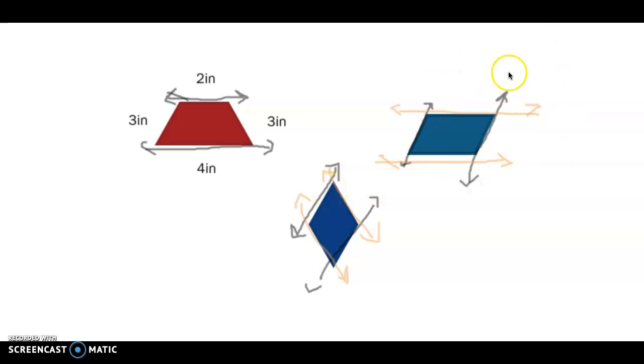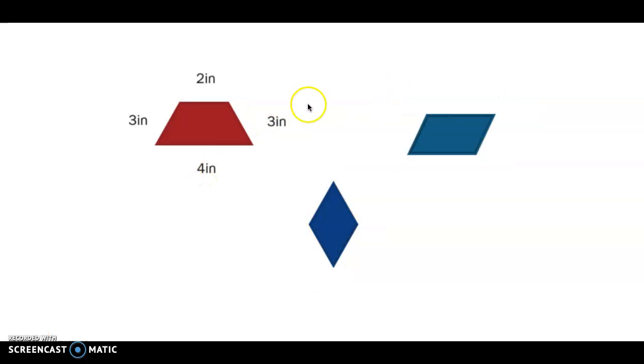Could I call this one a rhombus? No, because these have shorter sides and longer sides, but I can call it a quadrilateral and a parallelogram. Amazing. Now you should have all three of these shapes drawn on your separate piece of paper.